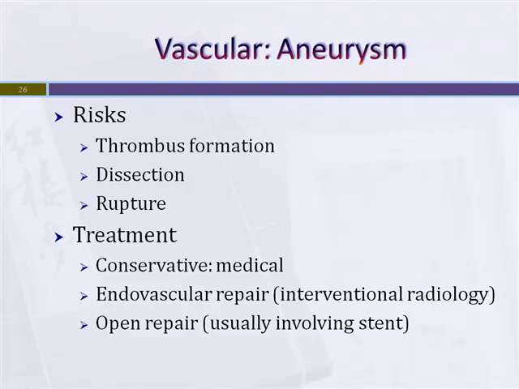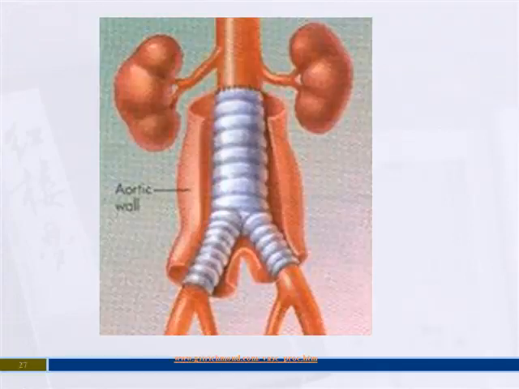If it ruptures, you're probably gone. There's probably not anything we can do about it once it's ruptured, if we're talking about an aortic aneurysm. There's an aortic aneurysm with the graft put into the aorta and into the top of the iliacs.